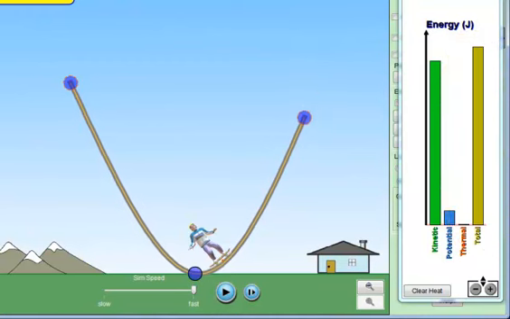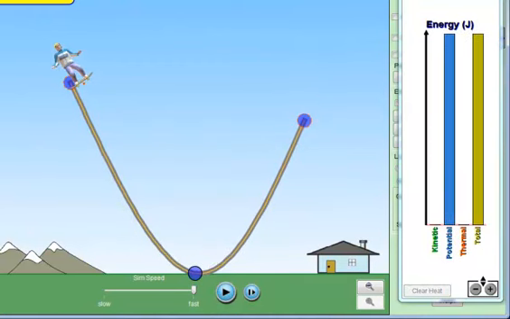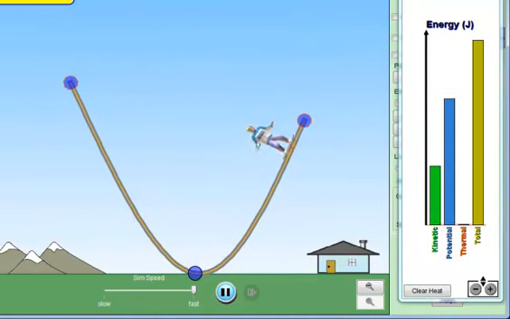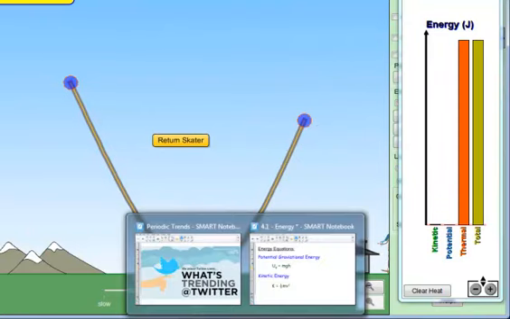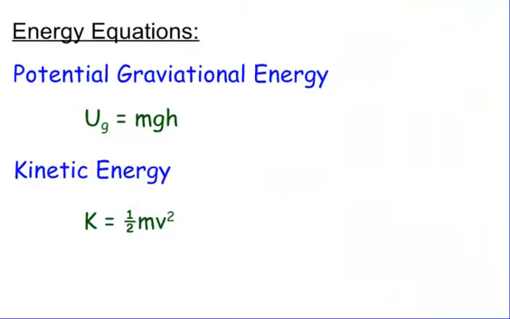Now, look what happens if I make this height a little bit less, and I put this guy right on, and I start him. There's too much energy, and he dies. So, that actually happens sometimes in real life.